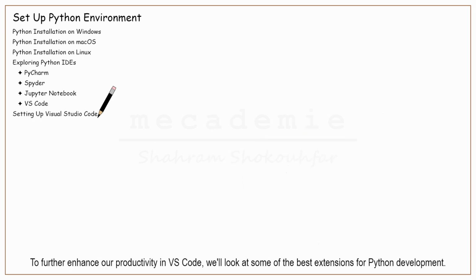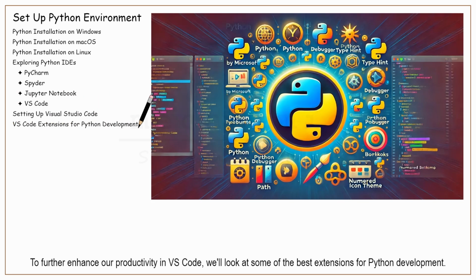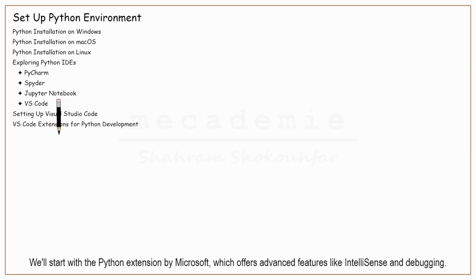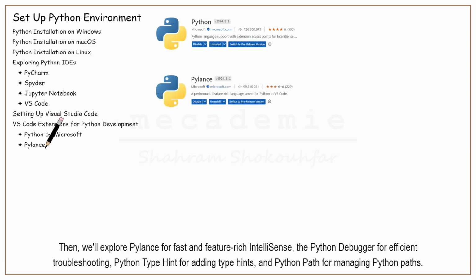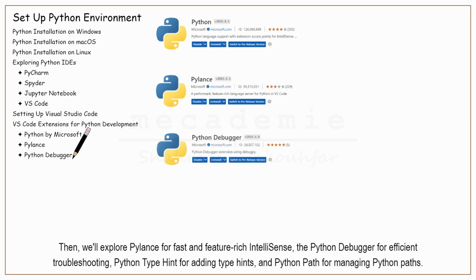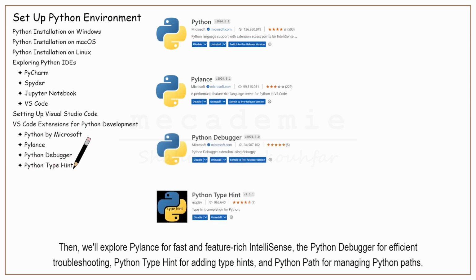To further enhance our productivity in VS Code, we'll look at some of the best extensions for Python development. We'll start with the Python extension by Microsoft, which offers advanced features like IntelliSense and debugging. Then we'll explore Pylance for fast and feature-rich IntelliSense, the Python Debugger for efficient troubleshooting, Python Type Hint for adding type hints, and Python Path for managing Python paths.